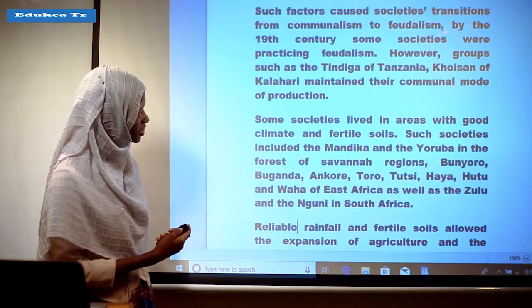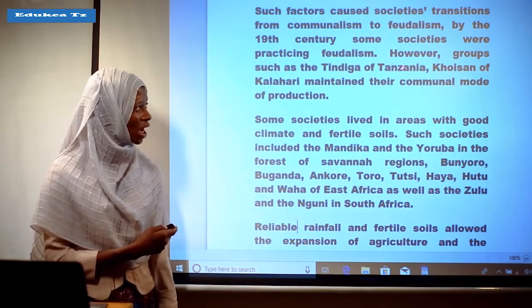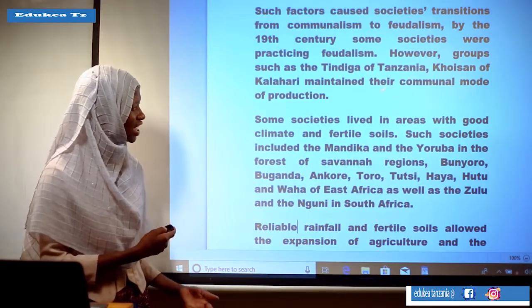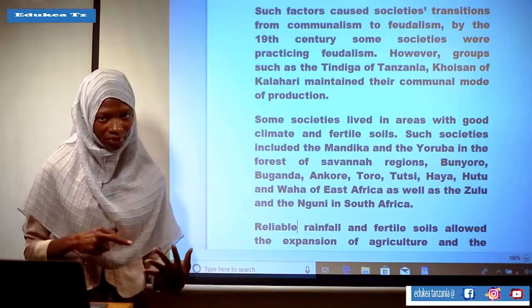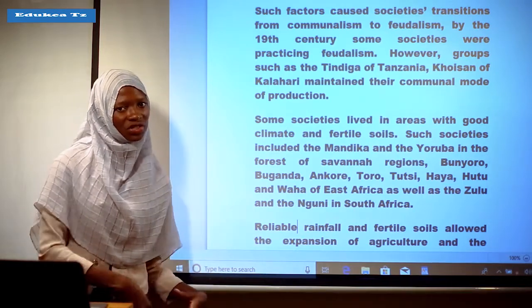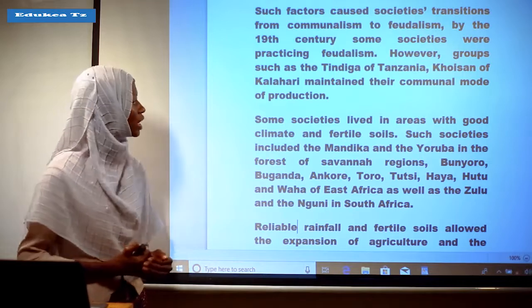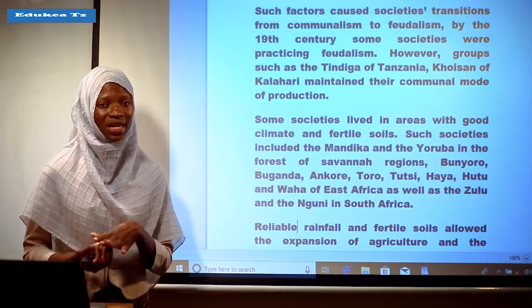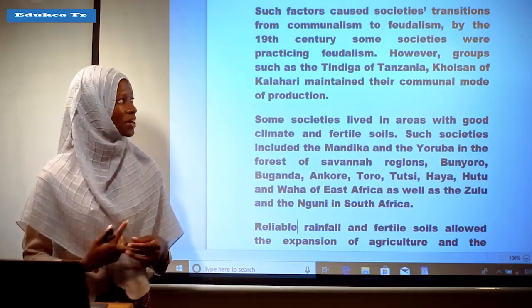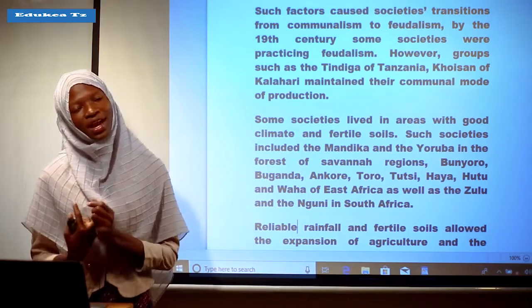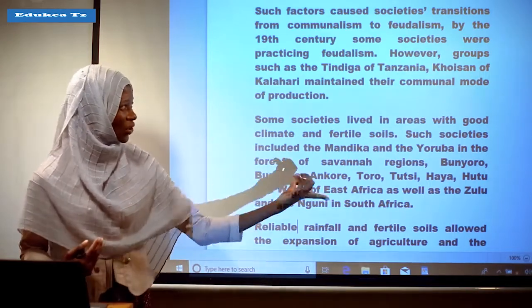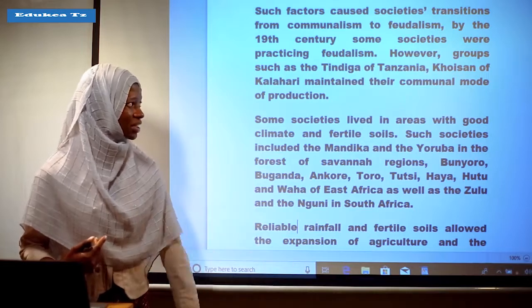By the 19th century, some societies were practicing feudalism. However, groups such as the Tindiga of Tanzania and the Khoisan of the Kalahari maintained their communal mode of production. A lot of societies changed from the communal mode of production to the feudal mode of production. However, some societies remained at their communal mode of production. The notable societies in Africa are the Tindiga, found in Tanzania, and the Khoisan, found in the Kalahari Desert.